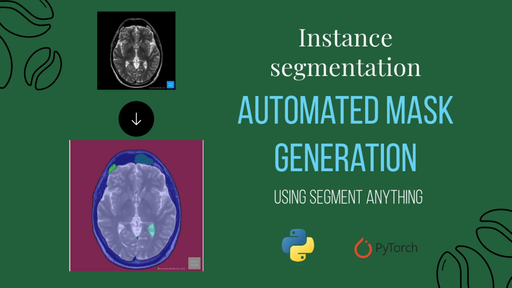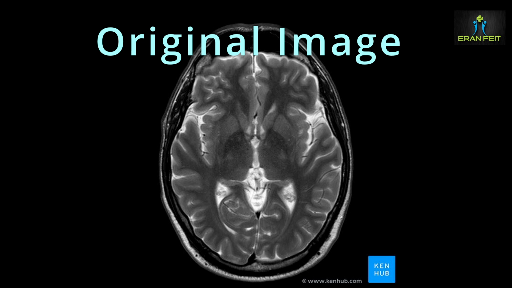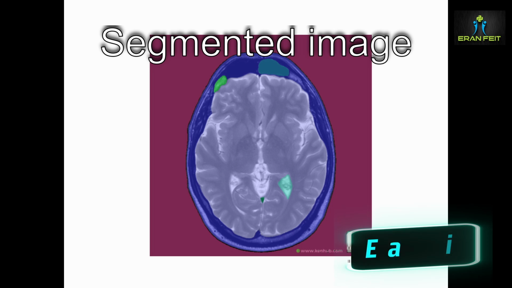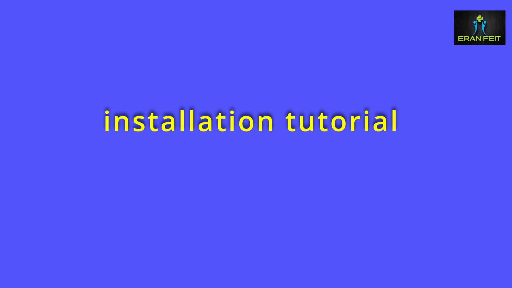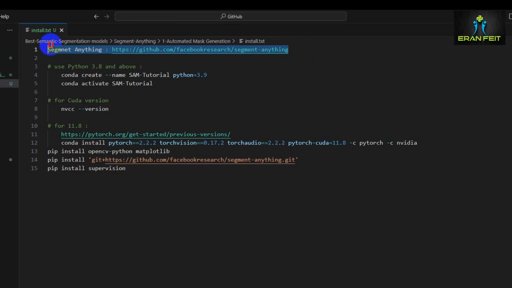Today we are going to automate the generation of masks. So this will be our original image, and then we are going to generate a new image and color all the masks inside this image. The process will be basically an instance segmentation, and it will be based on Segment Anything. So the first step is the installation process.